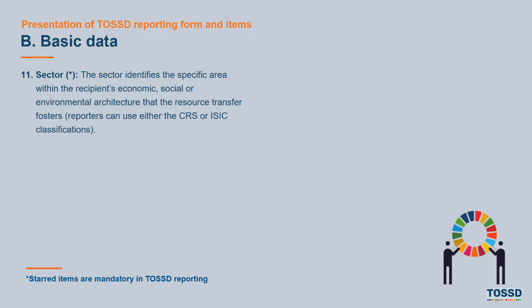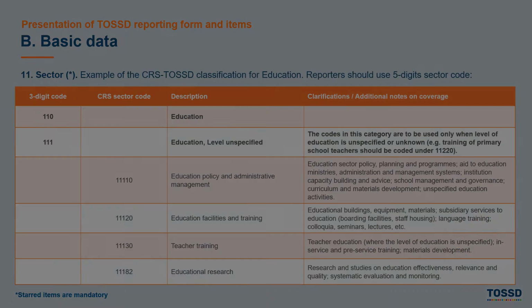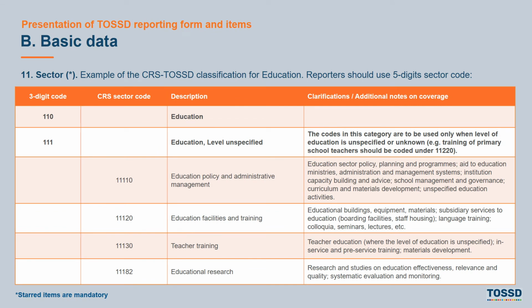An important field is the one related to the sector, as this is one of the most important pieces of information for data users. The sector identifies the specific area within the recipient's economic, social, or environmental architecture that the resource transfer fosters. Reporters can use either the CRS or ISIC classifications. Here is an example of the CRS TOSSD classification in education. Reporters should use the 5-digit sector codes, for example, teacher training, education facilities, educational research, etc.